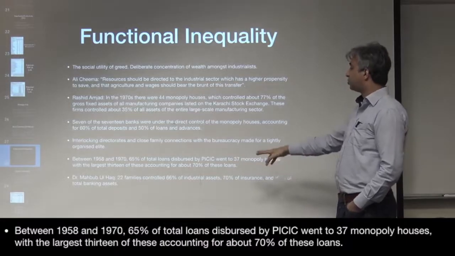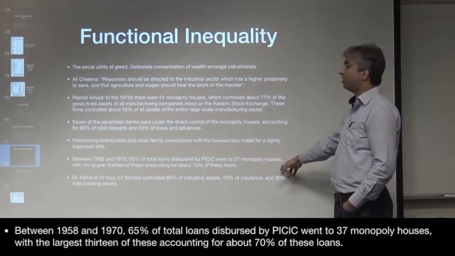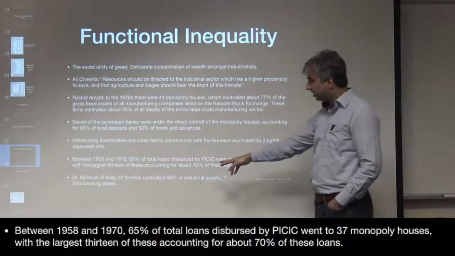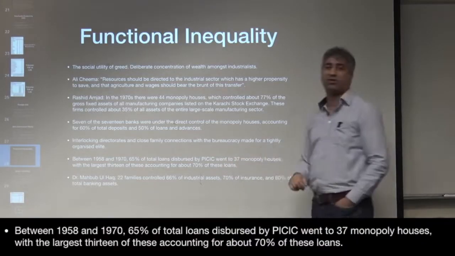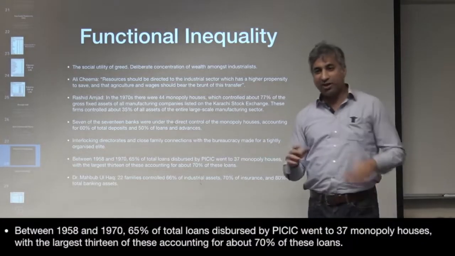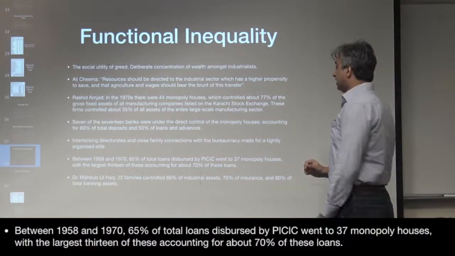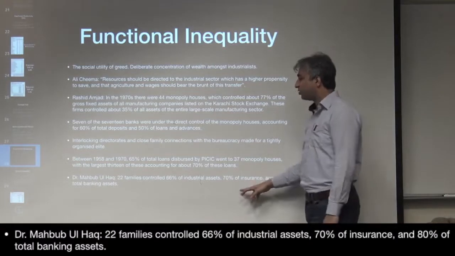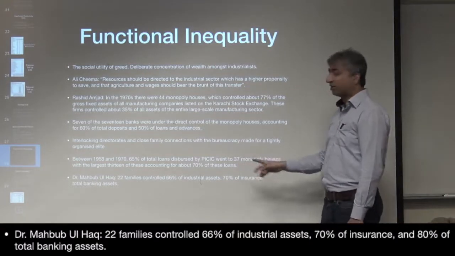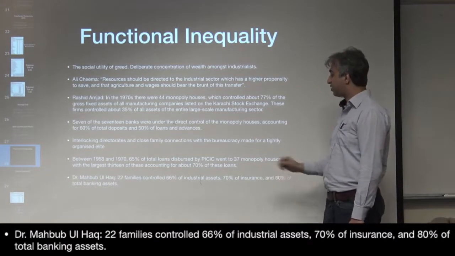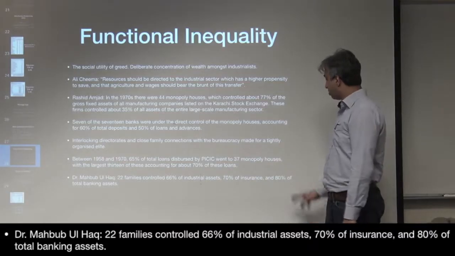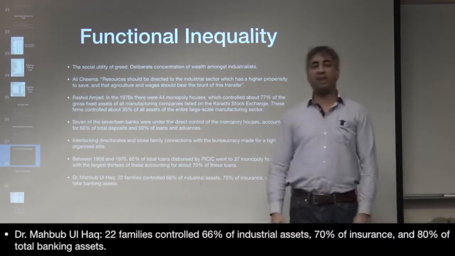65% of total loans disbursed by PICIC went to 37 monopoly houses, with the largest 13 of these accounting for about 70% of these loans. So the vast majority of loans are being made to those hand-picked families. And then finally, Dr. Mehboob ul-Haq's famous report said that 22 families controlled 66% of industrial assets, 70% of insurance, and 80% of total banking assets.